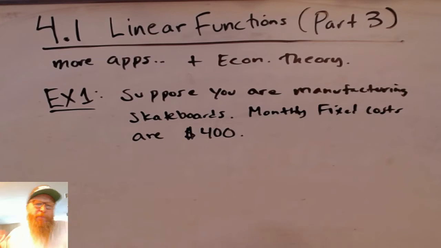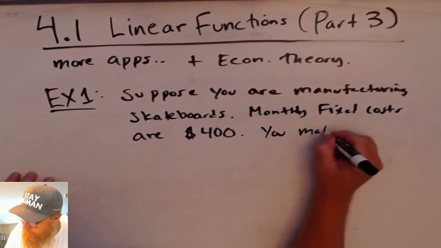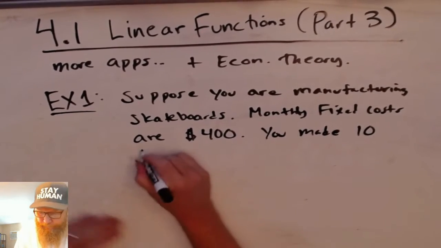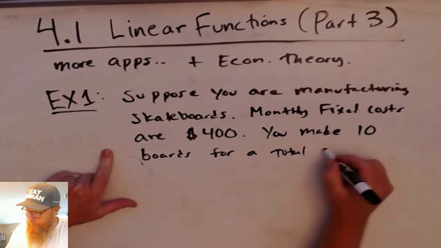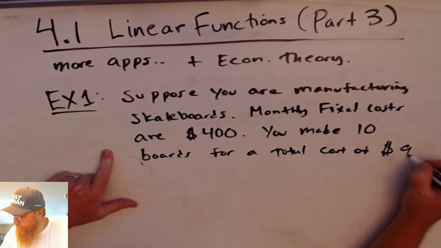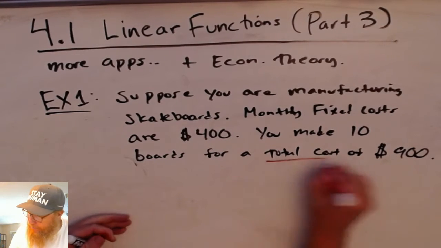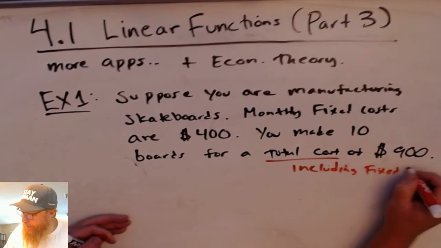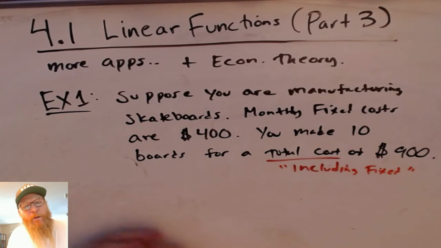You don't have time to come up with all this survey data about how much it's going to cost to do this, that, and the other. So you just get right to work, and you manufacture 10 skateboards. I'll just say boards. It's easier to write. For a total cost of $900. And that includes the fixed cost. So when I say total cost, I mean including the fixed. You're probably already doing a little bit of mental math that says you've spent $500 more, but we'll get there in a second.